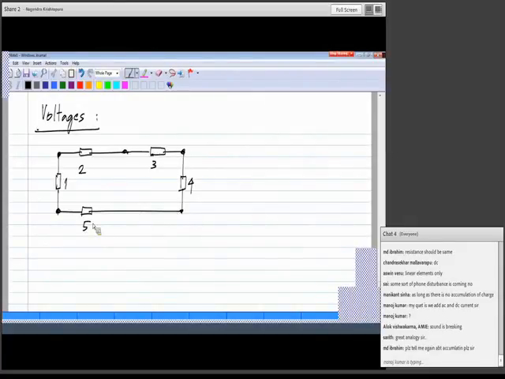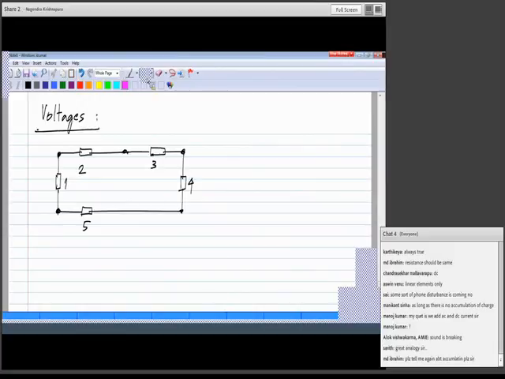4 and 5. Okay. And I will measure the voltage across each one. Like I said, voltage is potential difference between 2 points. So here I will measure V1 in this direction, and here I will measure V2 in this direction.